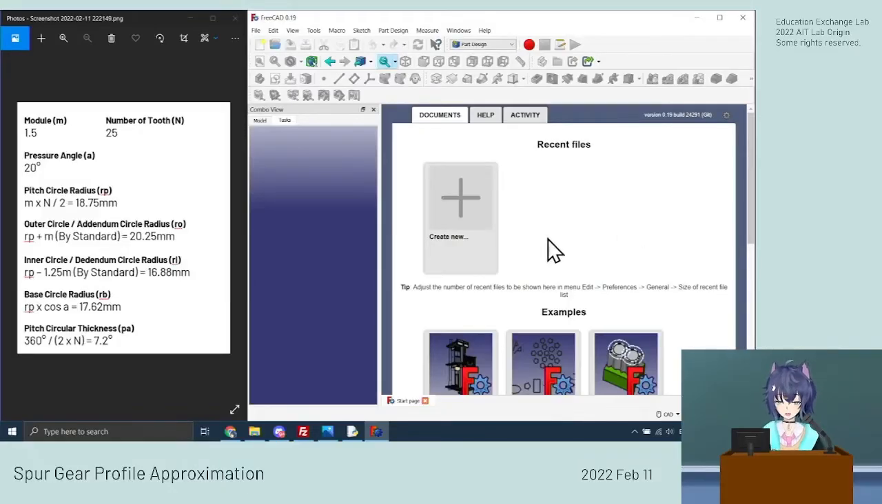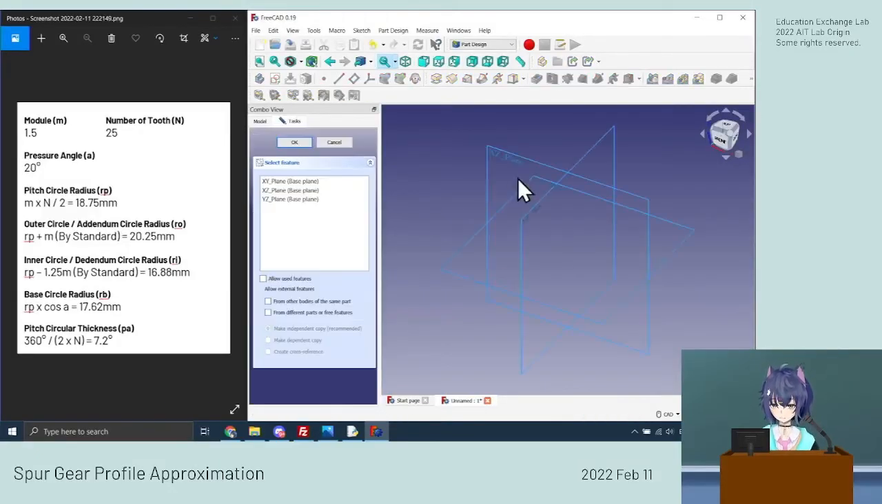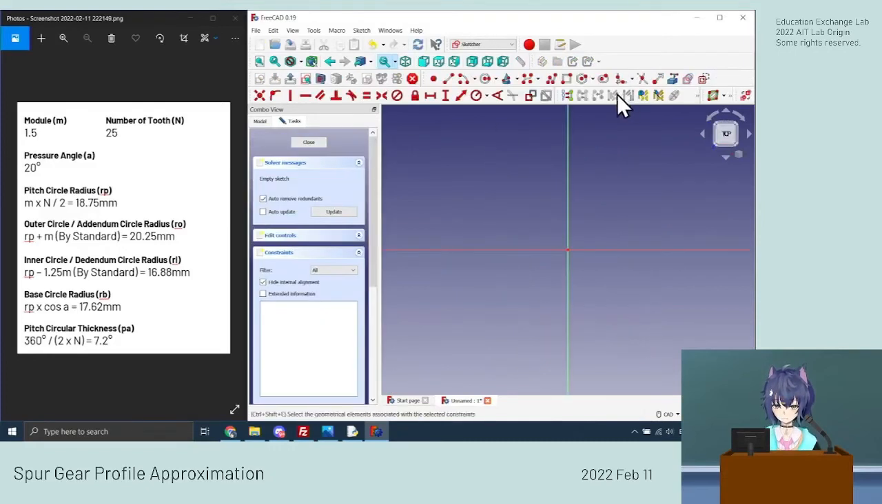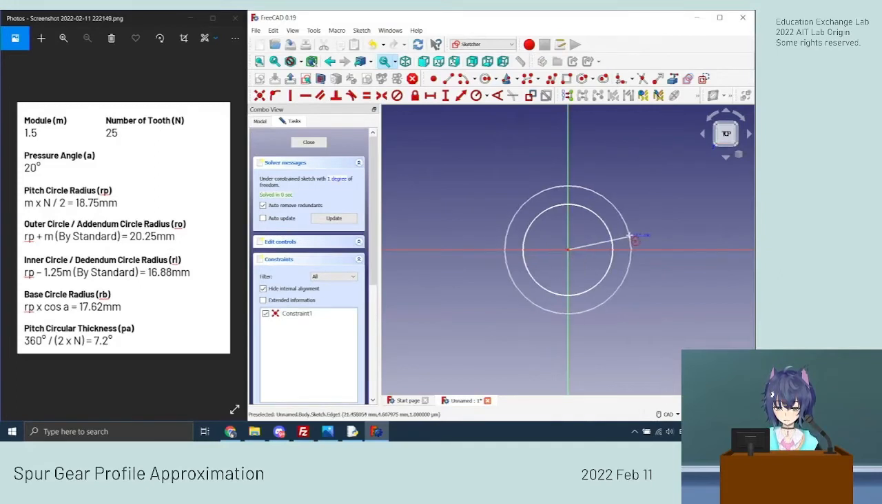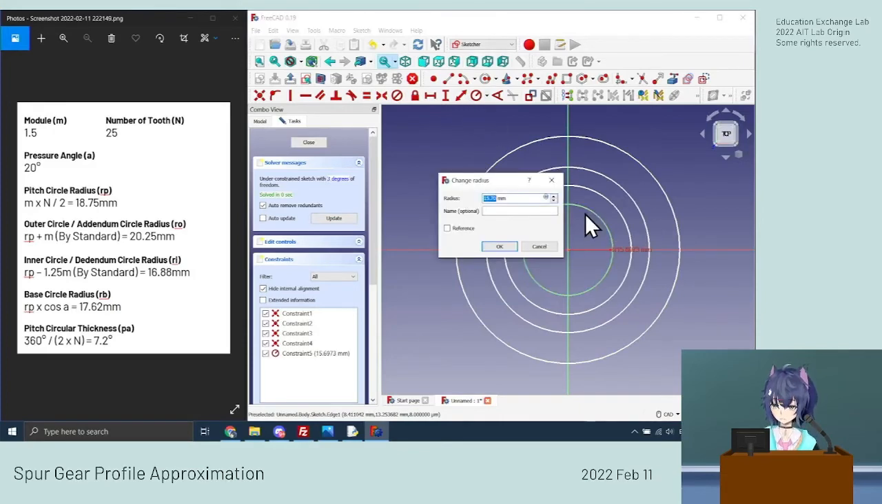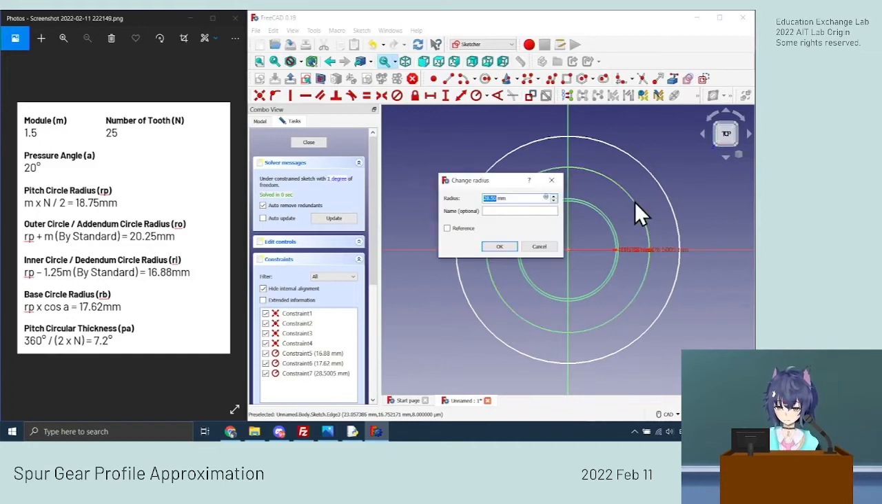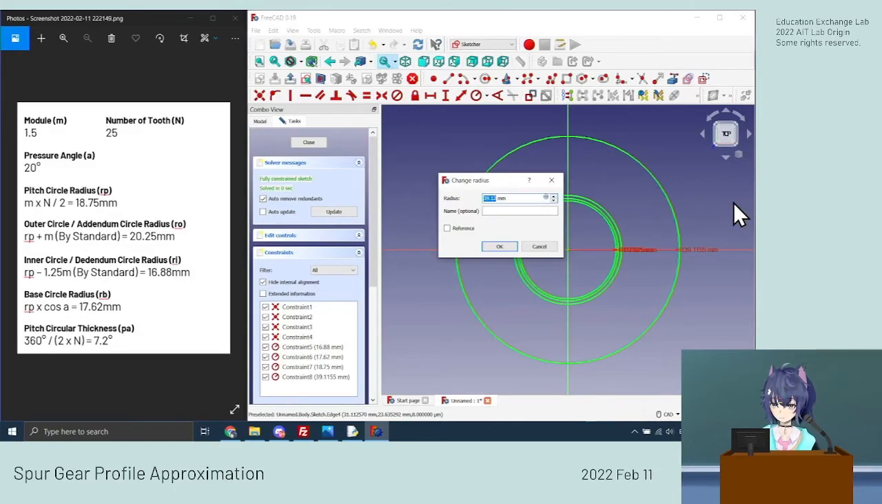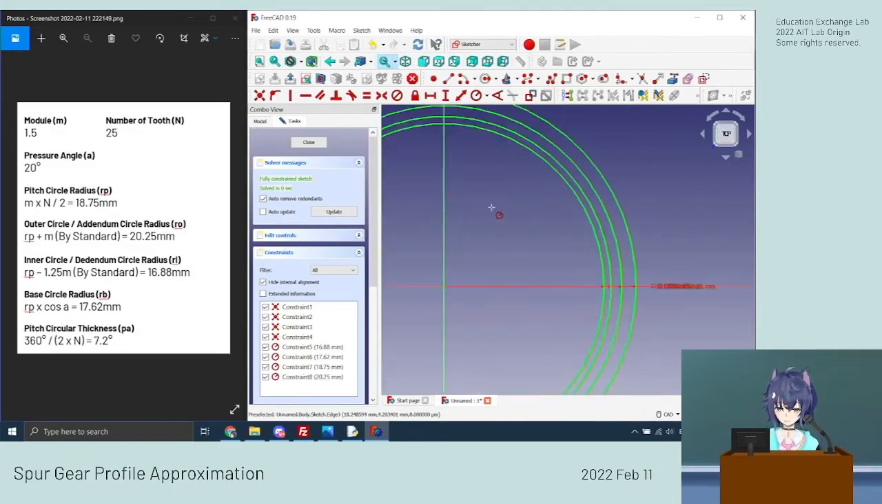So let's make a gear with these parameters. First, we draw the 4 circles. And we'll dimension it from the inner circle, which is 16.88. Then the base circle, 17.62. The pitch circle, 18.75. And the outer circle, which is 20.25.